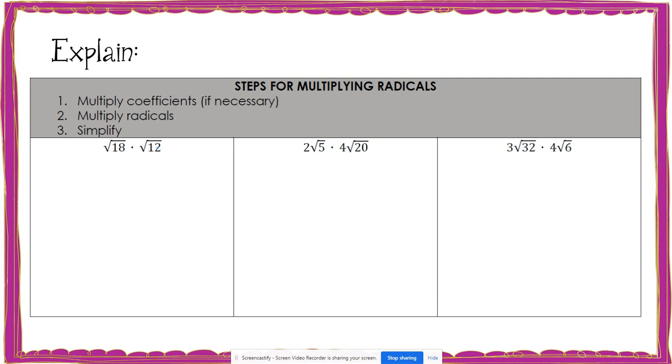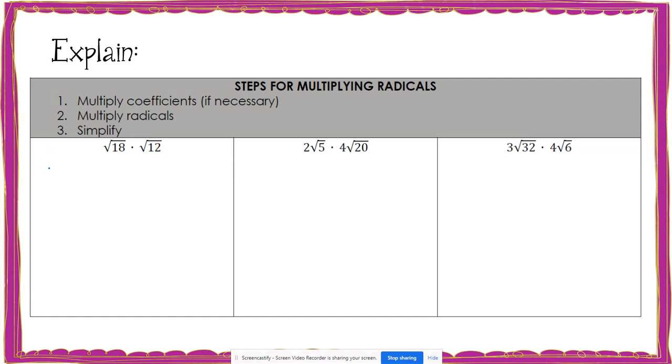When multiplying radicals, you are just simply going to multiply any coefficients, multiply the radicals, and then simplify. In many cases, it's going to be easier if you simplify before you start multiplying. For the example, the square root of 18 times the square root of 12, I'm going to start by asking myself if these can be simplified.